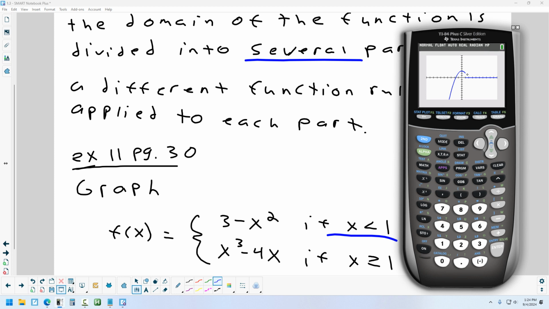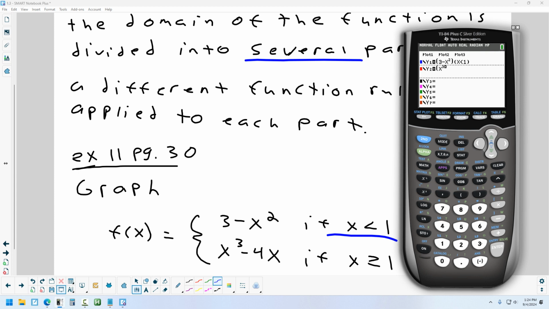I'm not getting that on mine. Did I graph that correct? You didn't put the condition in parentheses. So just make sure you put x is less than 1 in parentheses. And then you just do this for as many as you have. We only have 2. So now just do the last one, in parentheses.